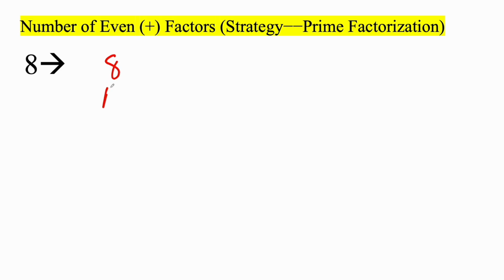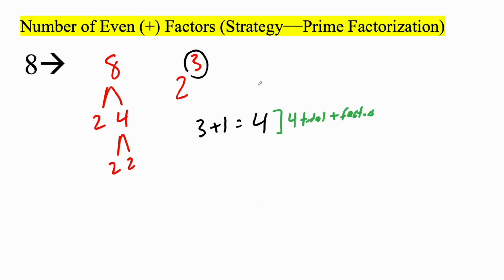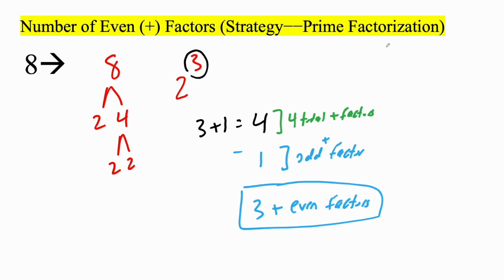So 8. How do we get 8? 2 times 4 gives us 8. Also 2 times 2. And so we get 2 raised to 3. Now in that first video, we learned how to get the total number of positive factors. We take this 3, we add 1, and we get 4. Now this is kind of a special case because we don't have an odd number, but 1 is a factor of everything. So no matter what, you're going to have one odd factor. So I'm going to say 1 odd factor, and we'll prove it. If we subtract, 4 minus 1, we get 3. So we're going to have 3 positive even factors. And this right here is our final answer. But why not? Let's prove it.